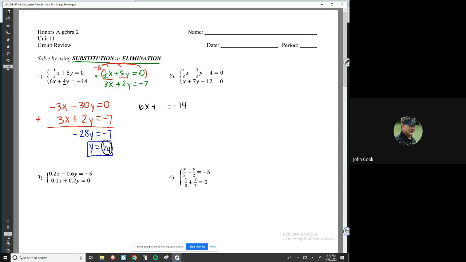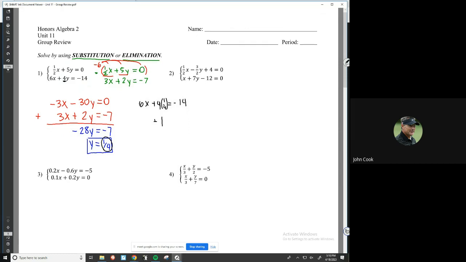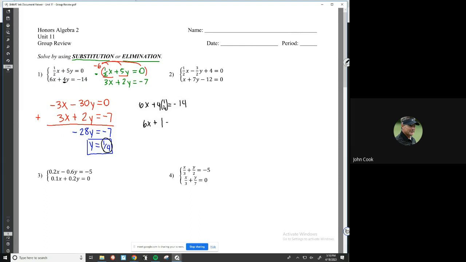Okay, so that becomes 4 now times 1/4. All right, so 4 times a fourth. Last time I checked, that's 1. So 6x plus 1 is equal to negative 14. Then if I subtract 1 from both sides, I get 6x equals negative 15. Then if I divide both sides by 6, I get x is equal to negative 15 sixths, which can reduce because both of those are divisible by 3, and I get negative 5 halves.